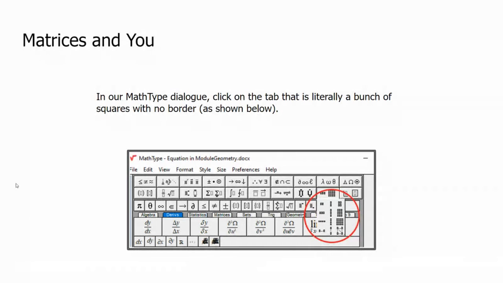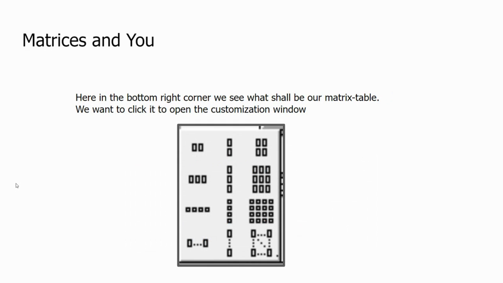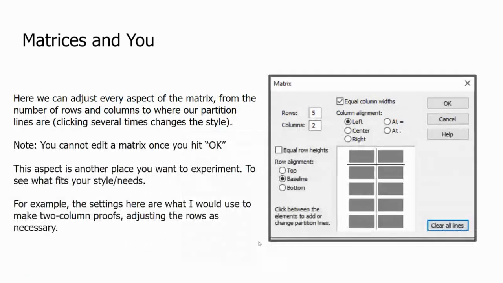So, matrices and you. In our MathType dialog, we need to click the tab that is only a bunch of squares with no border. In this image, I have circled it for you. In the bottom right corner, we shall see the matrix-table hybrid Frankenstein's monster we shall create, and we're going to want to click it to open the customization window. When I say bottom right corner, I mean this one right here, the one with all the dashed lines.